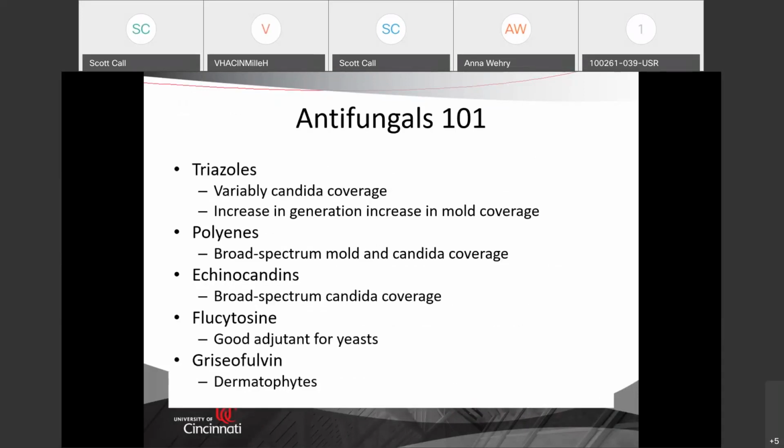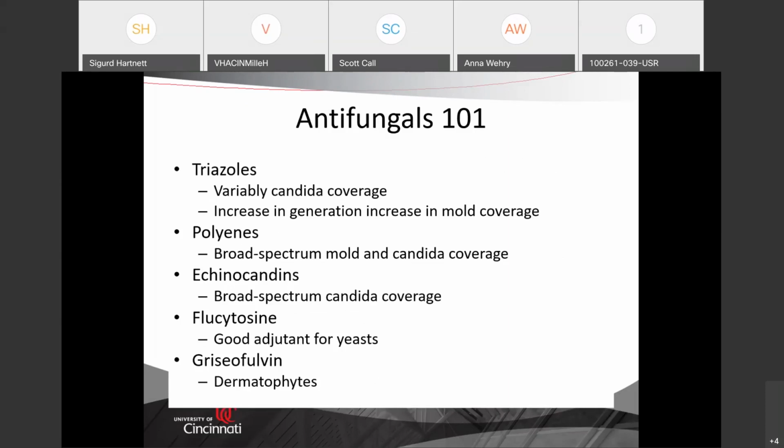So I call this Antifungals 101. This is how I think of antifungals, and this is how I categorize them. The first class I think about, and that I like, are the triazoles. These are things like fluconazole, voriconazole, posaconazole, itraconazole. And these have some variable coverage.